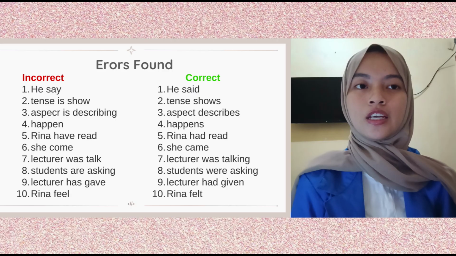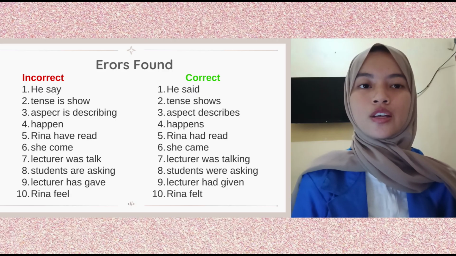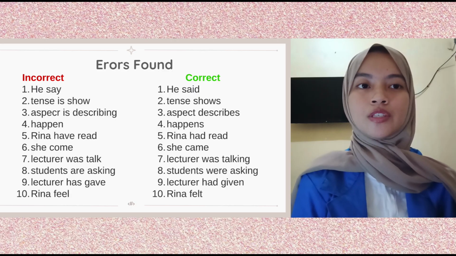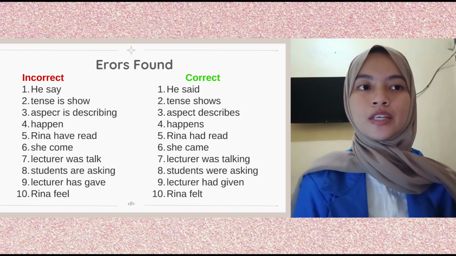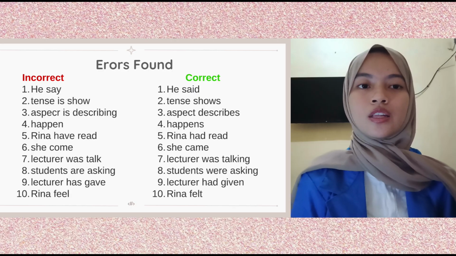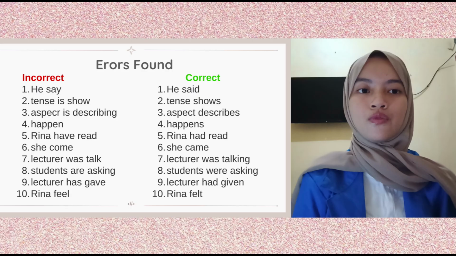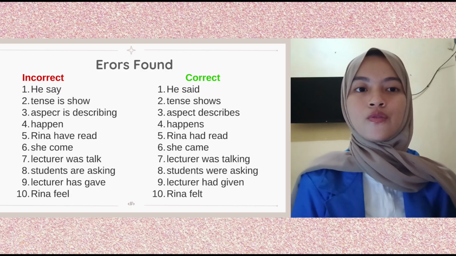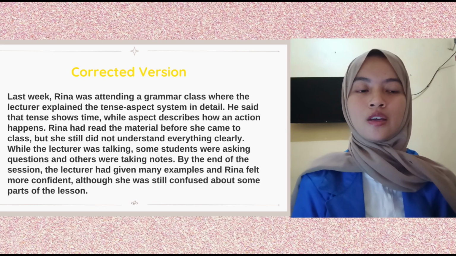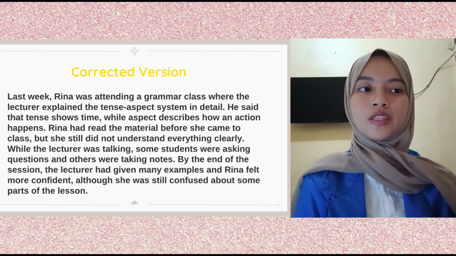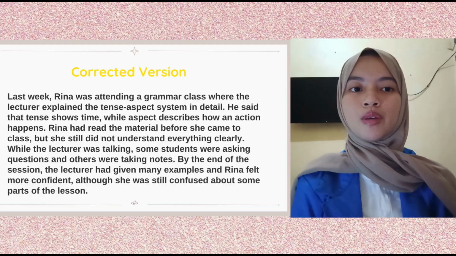"Students are asking" becomes "students were asking." The sentence describes a past activity, so past continuous is required. "Lecturer has give" becomes "lecturer had given." Perfect tense uses the past participle form "given." "Rina feel" becomes "Rina felt." The event happened in the past, so the verb should be in the past form. These corrections are important because the paragraph discusses past events, so the tense must remain consistent.